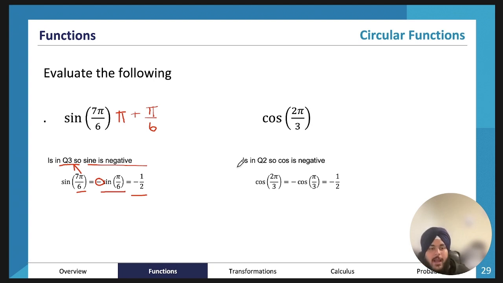Similarly, if we have cos 2 pi on 3, the first step is to determine what quadrant that is in. Cos 2 pi on 3 is in the second quadrant, and in the second quadrant, cos is negative. So if I'm trying to determine what cos 2 pi on 3 will be equal to, I first need to determine the principal value. Like I said, it's just going to be pi on whatever the denominator value is, so pi on 3. Since cos is negative in that quadrant, it's going to be negative cos pi on 3, to give me negative half. Again, I hope that makes sense.